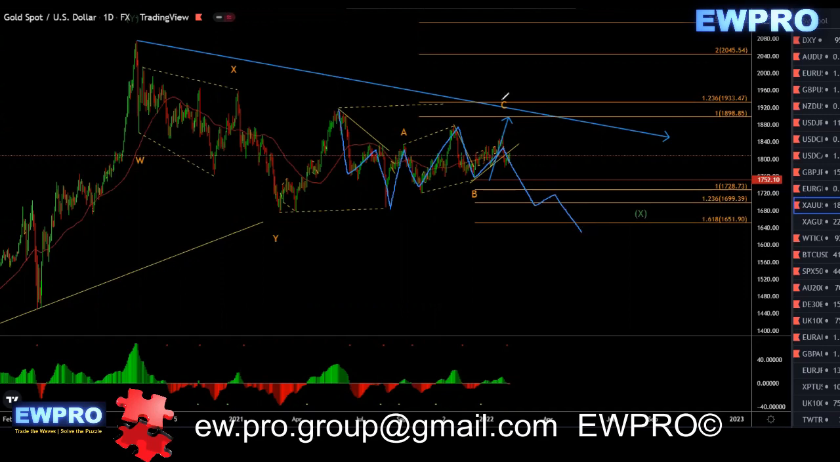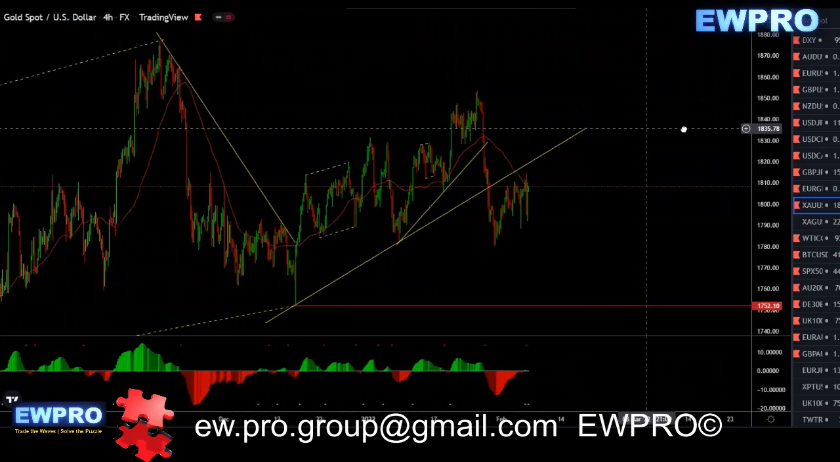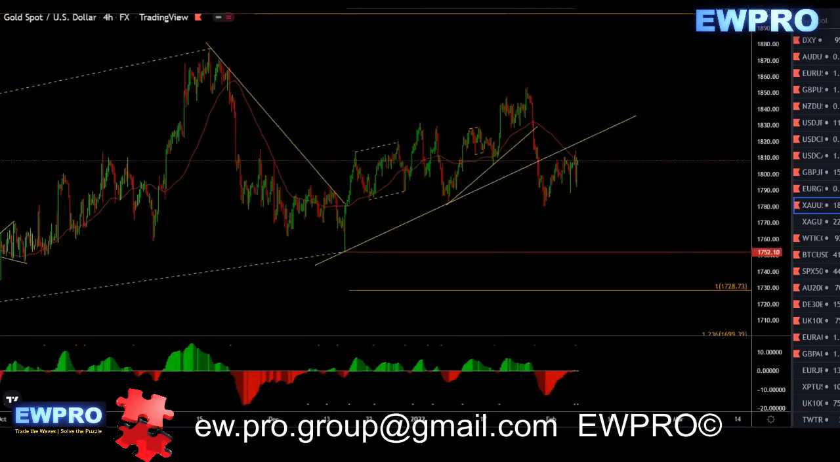Or there was this second scenario, like I've got it drawn here, as we get an A, B, C up, and you just don't know which scenario is going to play out. So there were 2 scenarios on this, which made it very difficult to trade. But now it looks like we're getting something that we can actually trade.